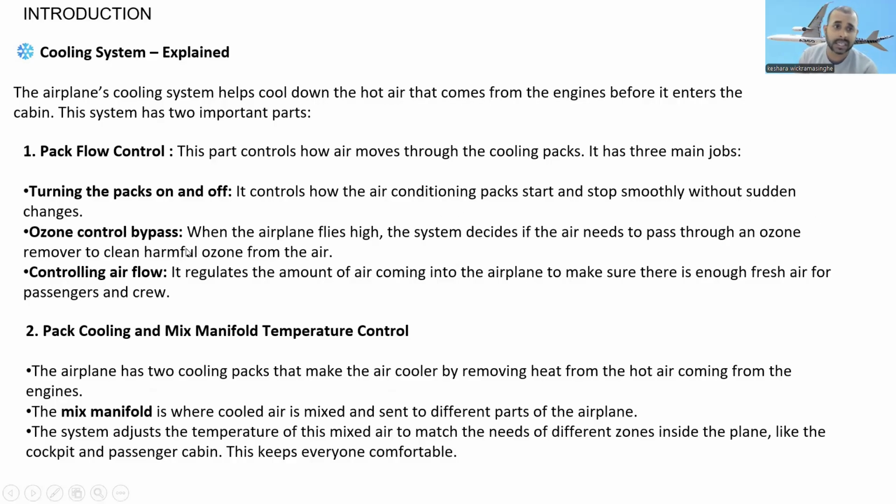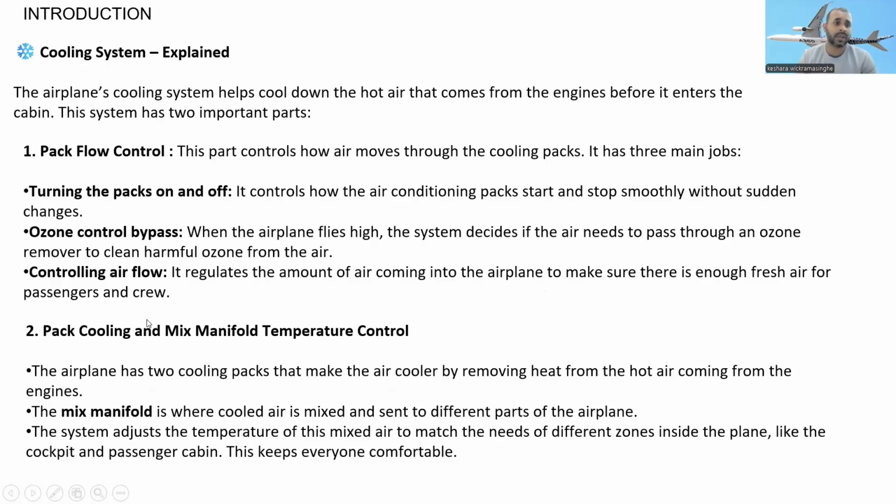Ozone control bypass. When the airplane is flying high, the system decides if the air needs to pass through an ozone remover to clean harmful ozone from the air. And controlling airflow, it regulates the amount of air coming into the airplane to make sure there is enough fresh air for passengers and crew.